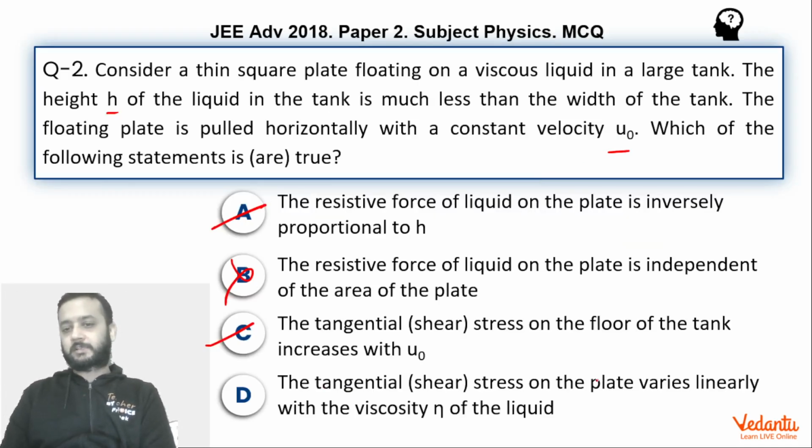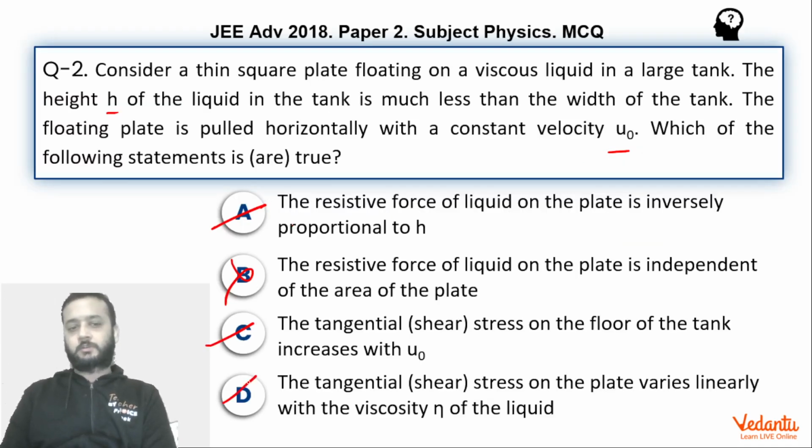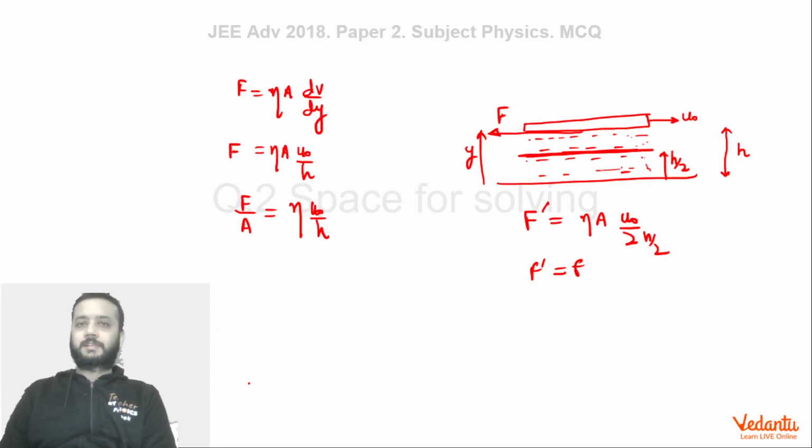The tangential stress on the plate varies linearly with viscosity eta of the liquid, which is again correct, because stress is nothing but eta into u naught by h. So option D is also right. Hence you can see that this was an easy question, and in my opinion, most of the students who qualified Advanced would have done this quite comfortably. That's it. Thank you.